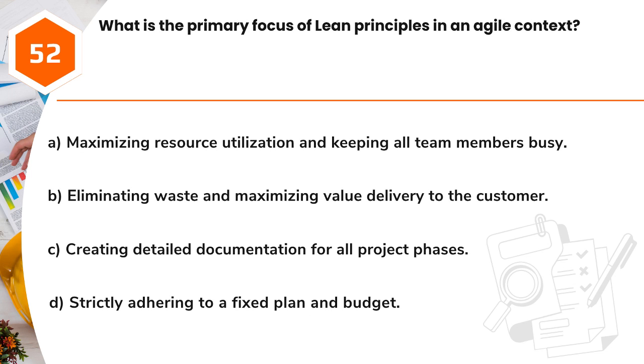Question 52. What is the primary focus of lean principles in an Agile context? A. Maximizing resource utilization and keeping all team members busy. B. Eliminating waste and maximizing value delivery to the customer. C. Creating detailed documentation for all project phases. D. Strictly adhering to a fixed plan and budget.